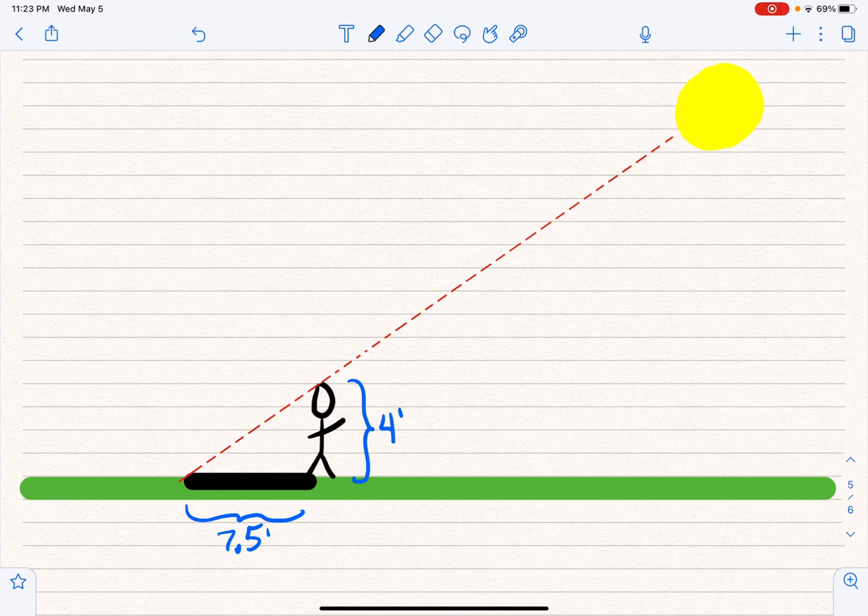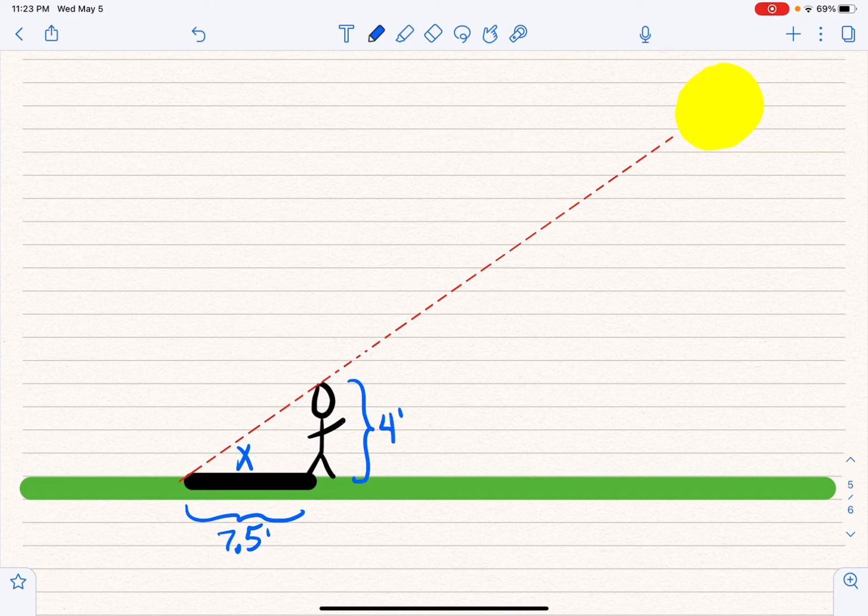Well, I've given you all the information, so what could be the question? The question is, what is the angle of elevation to the sun? All right, you guys can do this. I know you can figure it out. So I'm going to give you 2, maybe 3 minutes to work on it right now, and then we'll talk through how to do it.